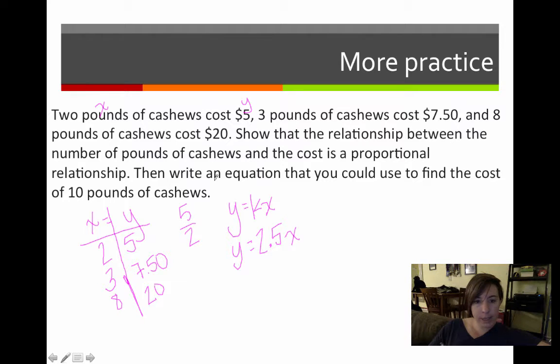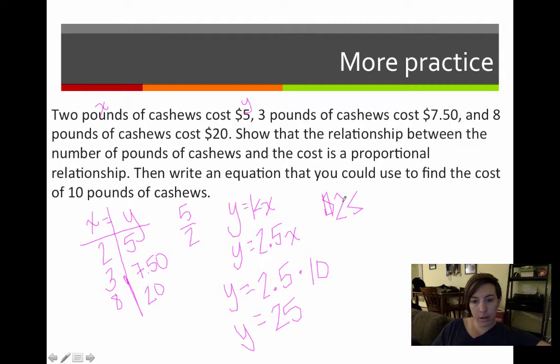And we want to find the cost of 10 pounds of cashews. So if our x value is 10, remember x is pounds of cashews, what is our y? To set that up, we would do 2.5 times, and we would substitute our known x value in for the variable. 2.5 times 10 is 25. So if we were buying 10 pounds of cashews, we would expect to pay $25.